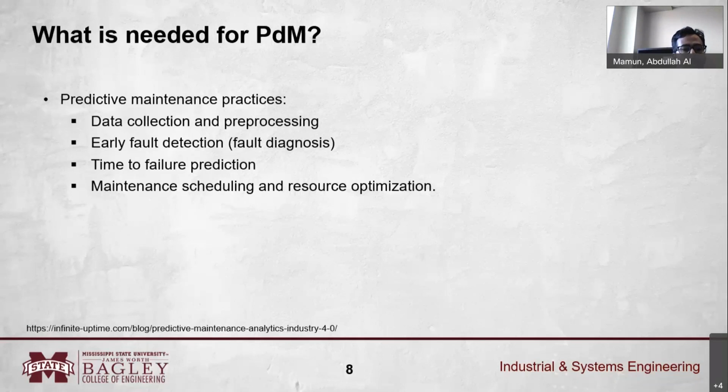And we can also do time to failure prediction. So when the machine will fail, it can give us a prediction of the future. If we properly maintain this machine, what is the maximum service that we can expect from it? Another requirement is maintenance scheduling, and resource optimization is also a basic requirement for predictive maintenance work.